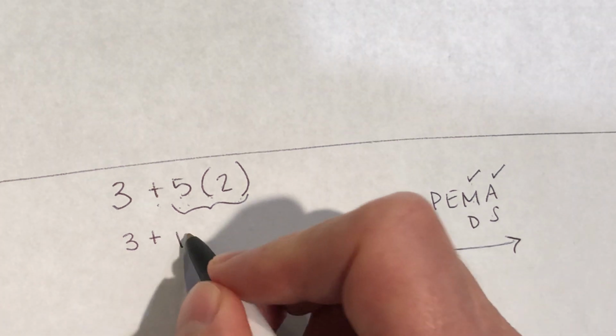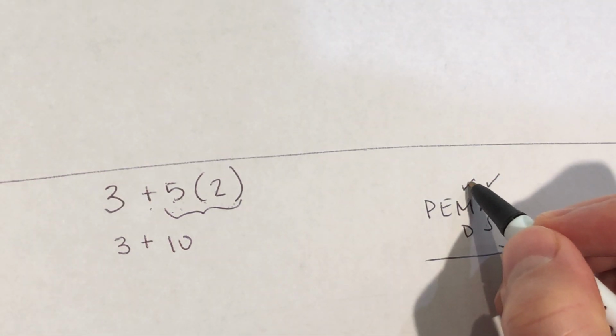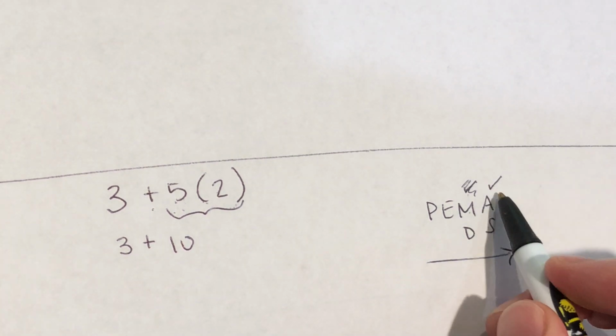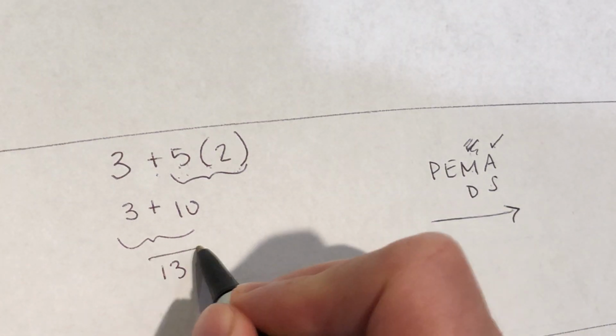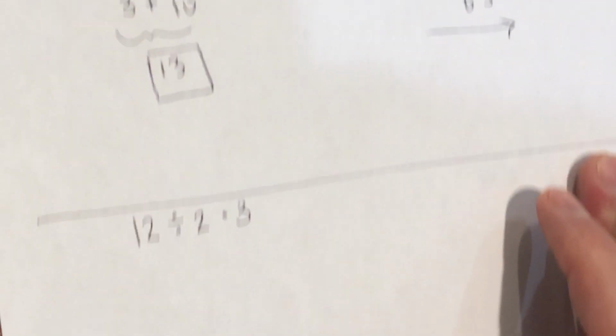5 times 2 is 10. And then going back over to here, okay, I took care of the fact that I had multiplication. Now the only thing left to take care of is the addition. So 3 plus 10 is 13. And I took care of that, so this problem's done. Okay, moving on to the next one.